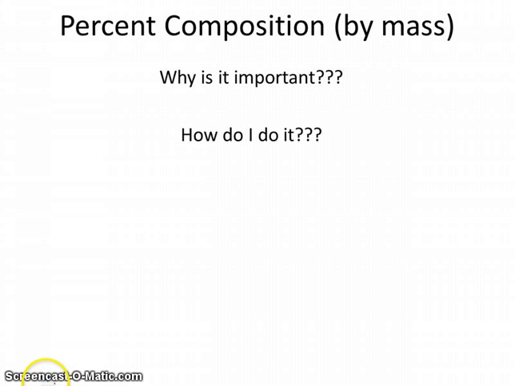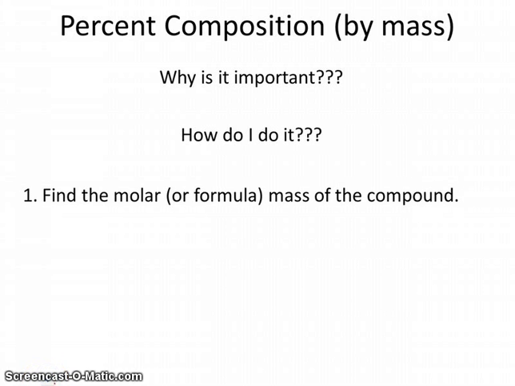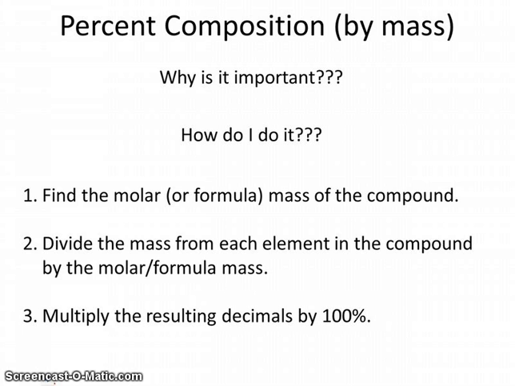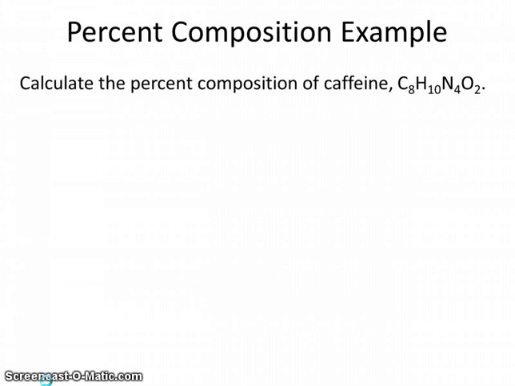So how do I do it? Well, this is one of the easier things that you'll do all year. The first thing we're going to do is find the molar or formula mass of a compound. That's simple, like we did with the iron 2 chloride, the iron 3 oxide. We just add them up. And then we're going to take each individual piece of that mass and divide it by the formula or molar mass, and then multiply by 100 so that we can see the actual percentage that we get.